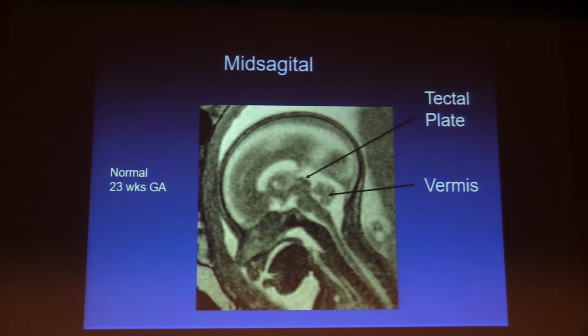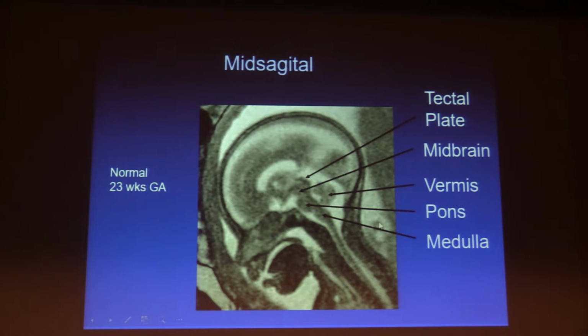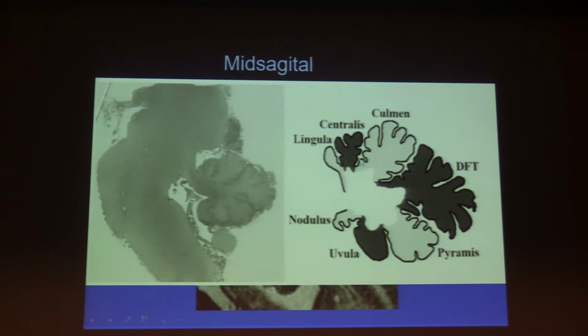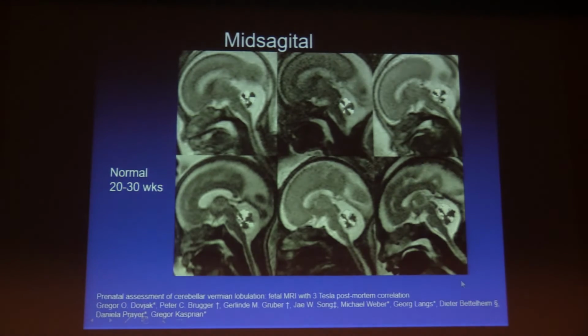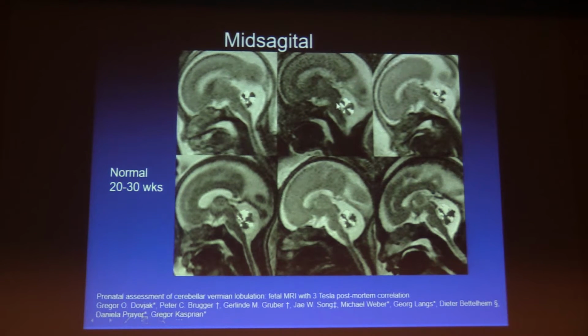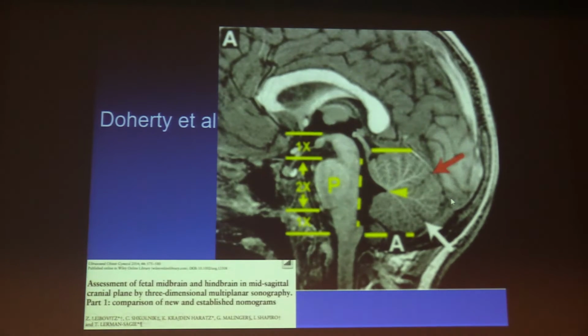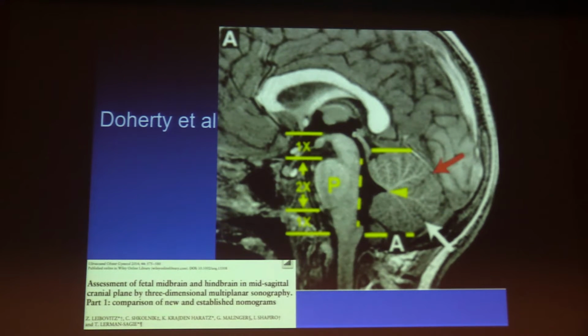So the vermis is important, the tectal plate, the midbrain, the pons, and the medulla. And if we look at the various parts, this is work by Vienna. You can see that they can even call the different segmentations, this is Daniela Prayer and Kasprian, that you can really see the different segmentations of that. Now, one more point. Doherty has identified it and defined it very well, and this has also been assessed by ultrasound.